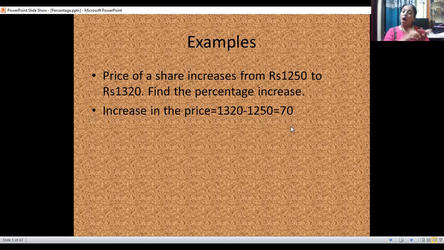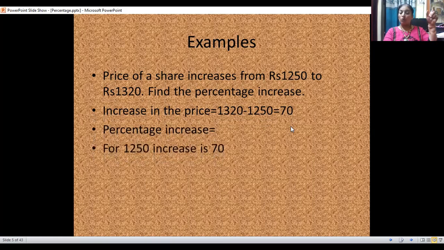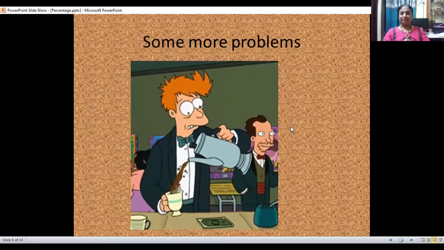70 for what? 70 on the earlier one, that is 1,250. So the increase of 70 is for 1,250. So percentage increase means for 1,250 the increase is 70. For 100, how much? Therefore, 100 into 70 divided by 1,250. Then we will get the 5.6% increase. Hope you have understood how we have calculated.